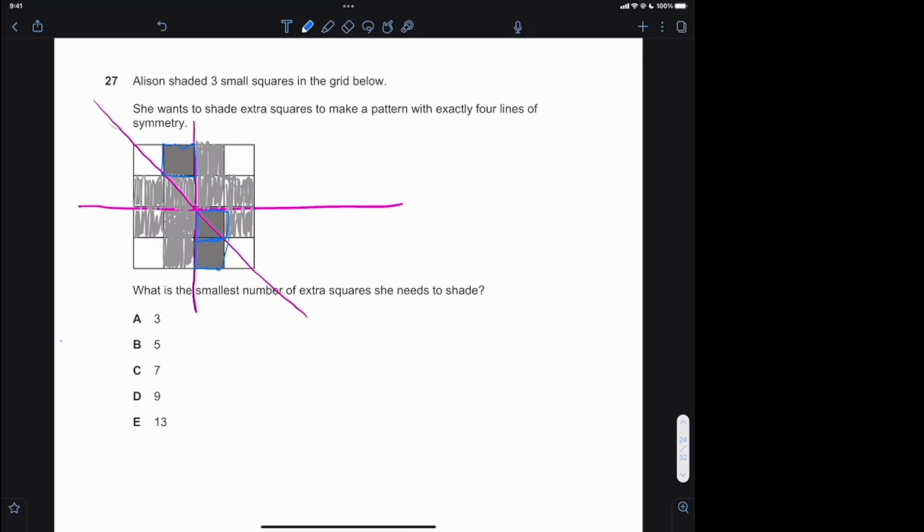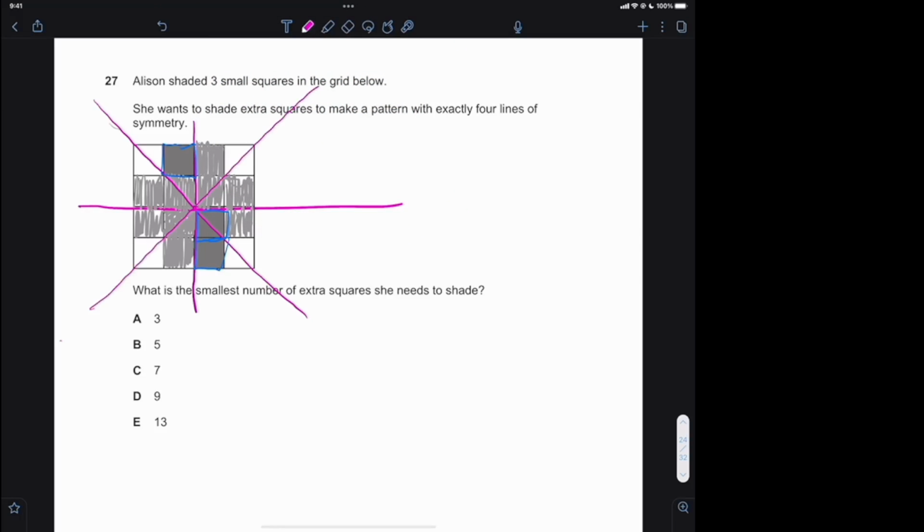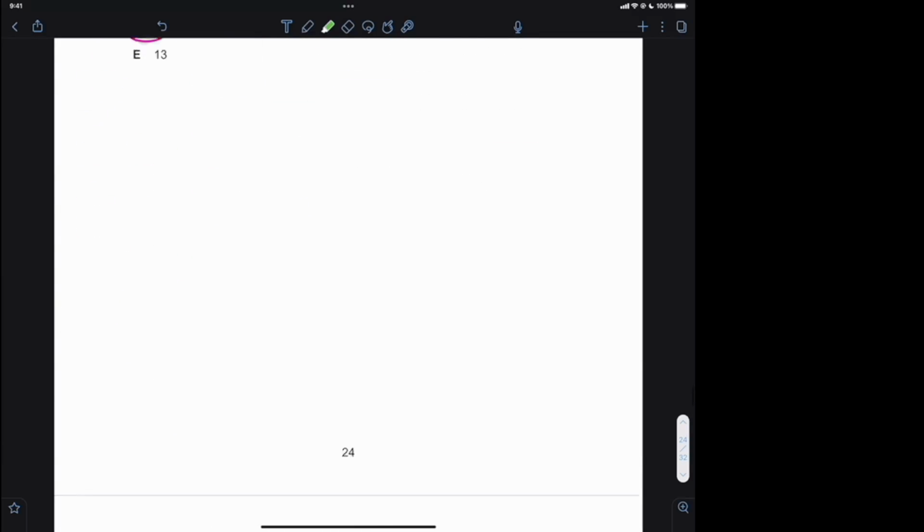Now, we can also see, by the way, that this line of symmetry here is also satisfied. You can see that it's reflected on both sides. Now, let's add the amount of squares that we've shaded. 1, 2, 3, 4, 5, 6, 7, 8, 9. So the answer has got to be D or 9. Okay, tricky one, but again, working through it systematically is always the best way.